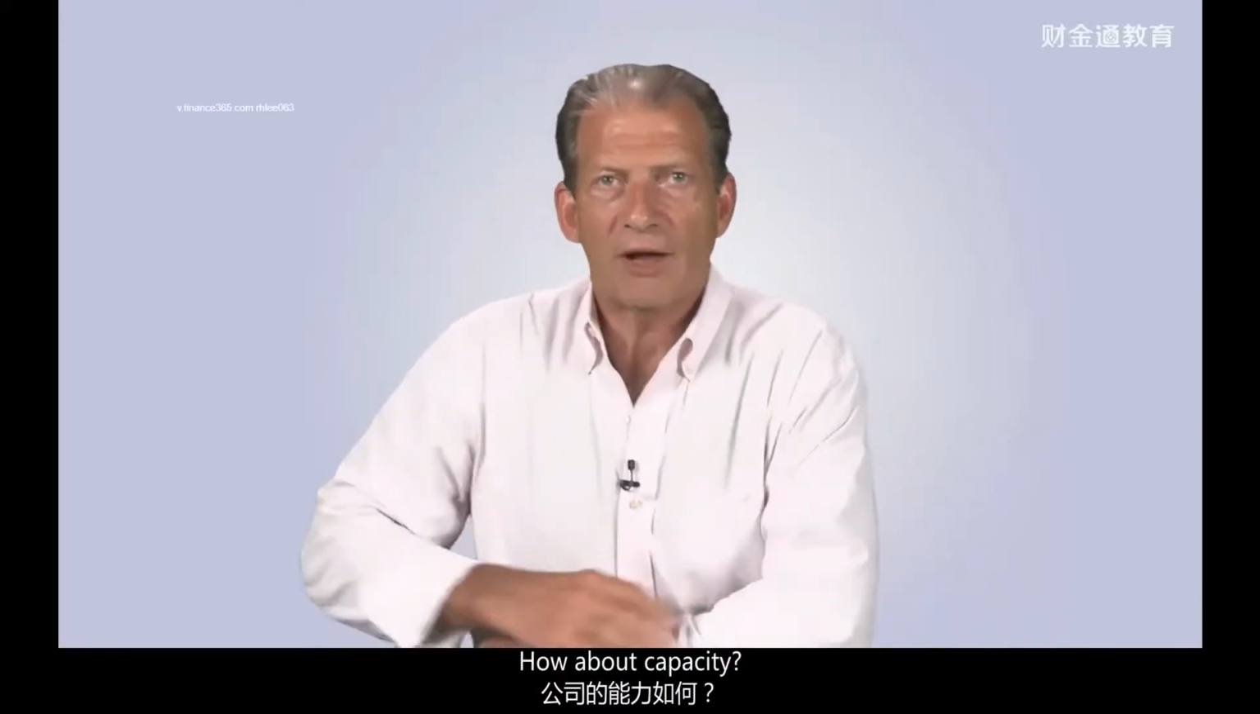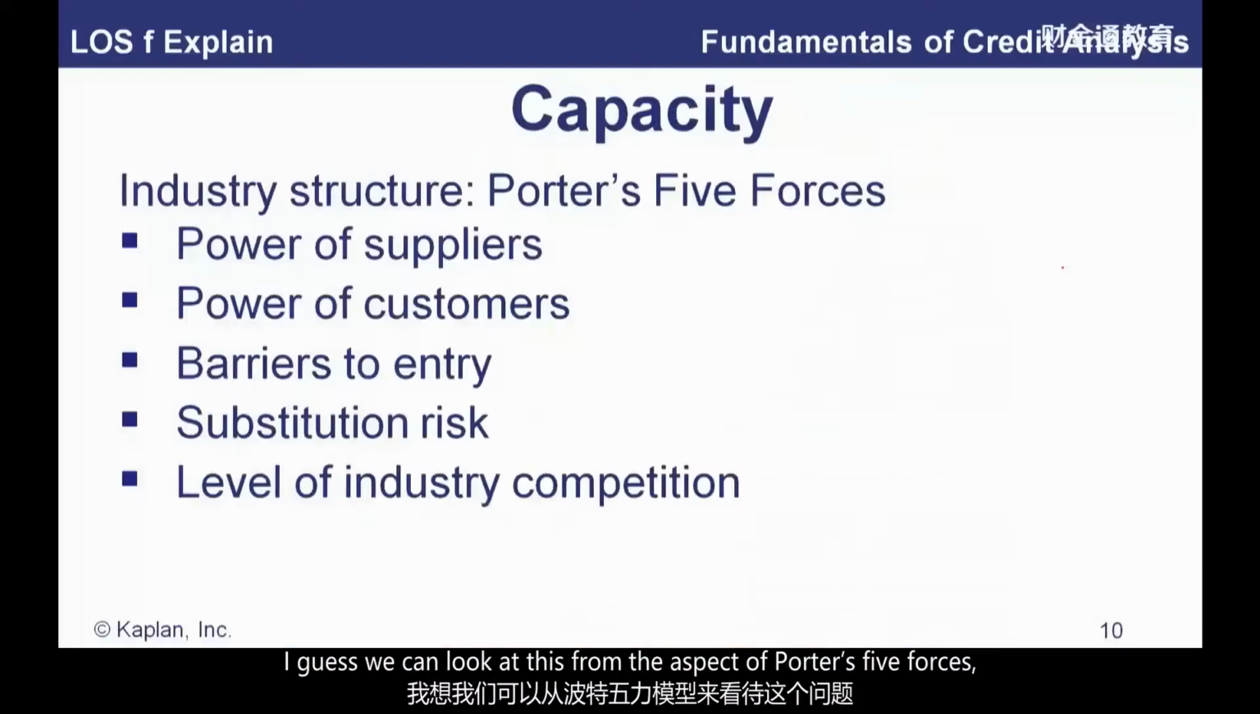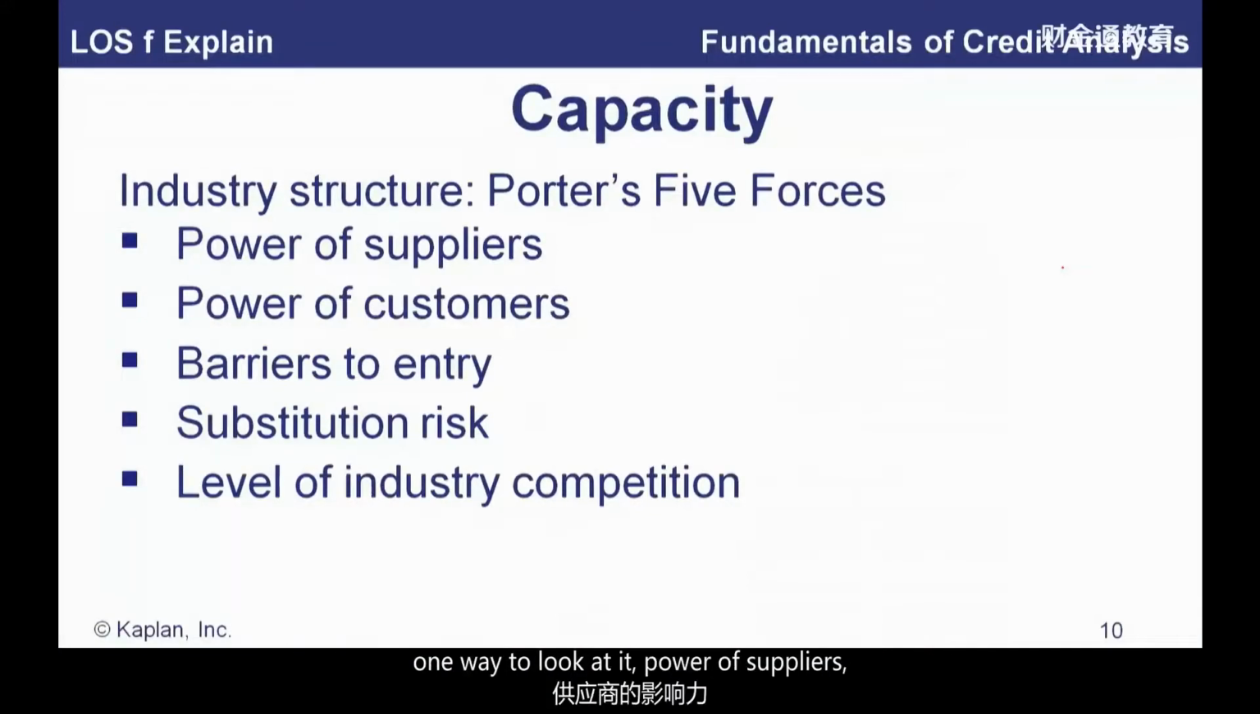So how about capacity? Well, I guess we can look at this from the aspect of Porter's 5 forces too. One way to look at it. Power of suppliers, power of customers, barriers to entry, substitution risk, and level of industry competition. Now, I think we've seen Porter's 5 forces, or will see them, depending on the order you're studying things, in other areas of the curriculum as well. But at least they stay the same.